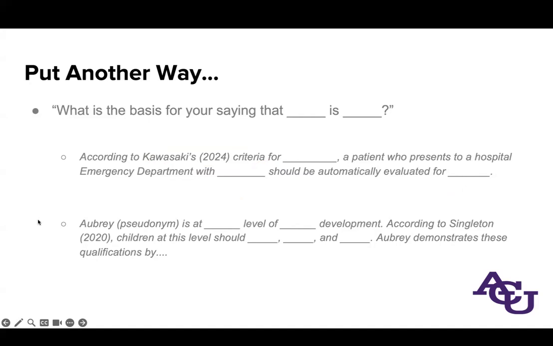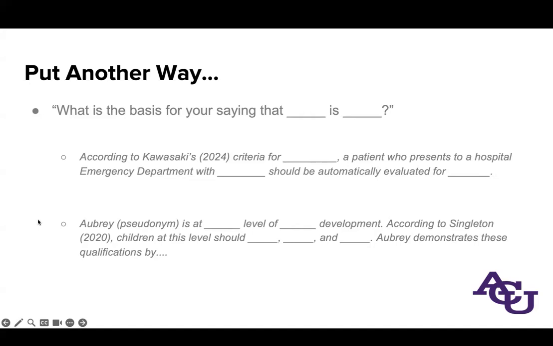Let's change that example slightly. According to Kawasaki's 2024 criteria for acute coronary syndrome, a patient who presents to a hospital emergency department with shortness of breath, sweating, and a low blood pressure should automatically be evaluated for a heart attack.